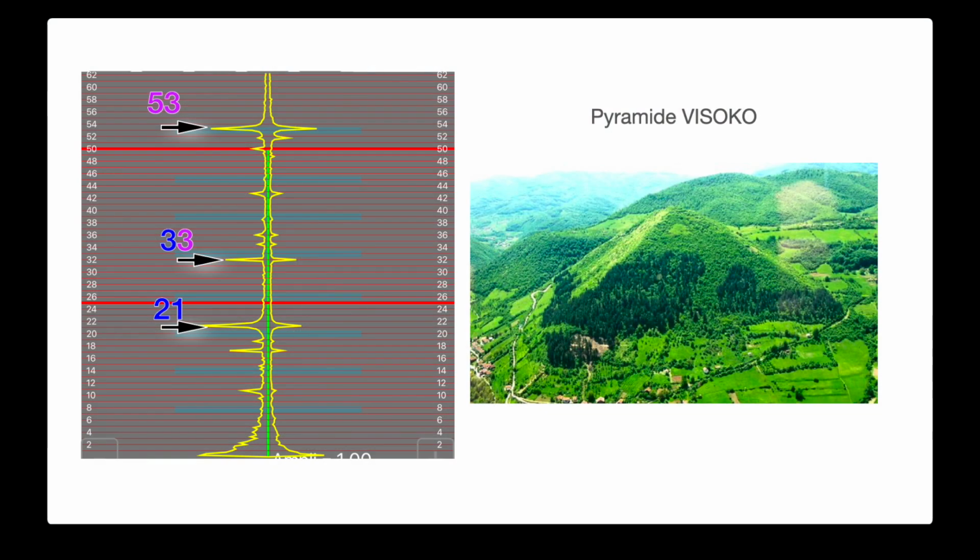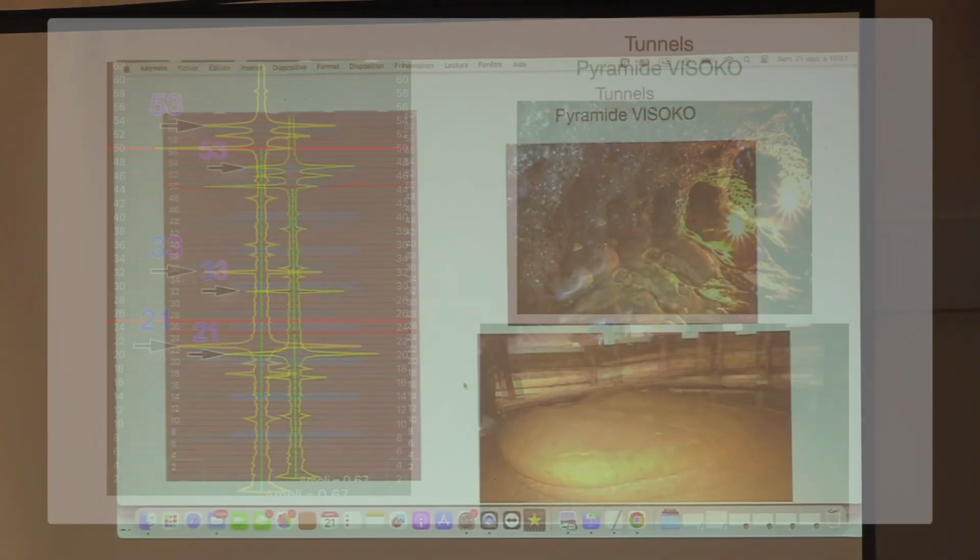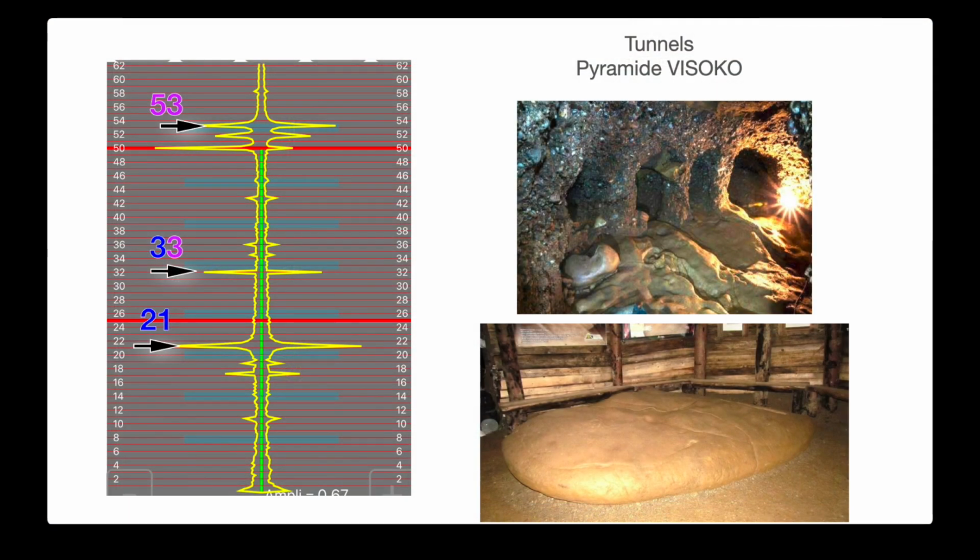So I had the chance to make some measurements on the pyramid in Visoko. On the top of the pyramid, again the same frequency was coming. Inside the tunnel below the pyramid, also the same frequency. And here you see there is also a 50 Hertz because of the light and the power supply inside the tunnel. That's a gorgeous measurement. The 50 tells you what mankind brought, and the 53 above it tells you what God brought.